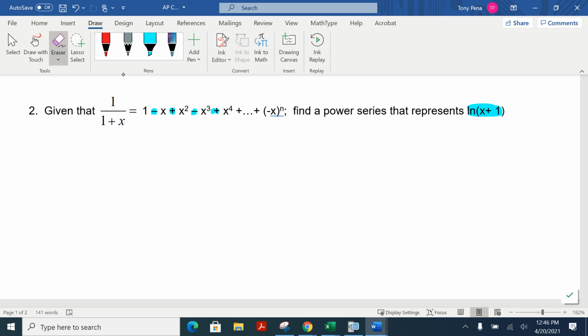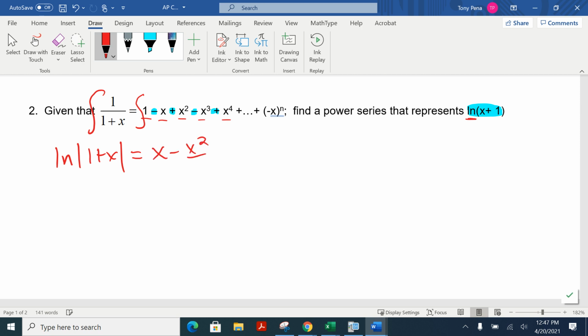What would I need to do to the one that we have to work with to create a natural log? We'd have to do what to this guy? Antiderivative. So if I throw an integral in front of this, isn't the antiderivative of that just the natural log of 1 plus x? So what that simply then means is just go term by term and do the antiderivative of those.